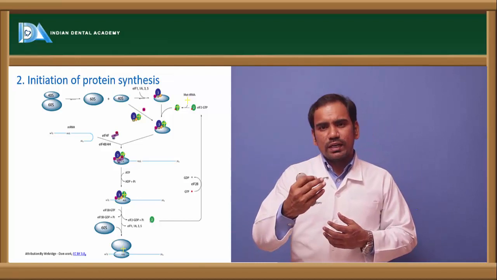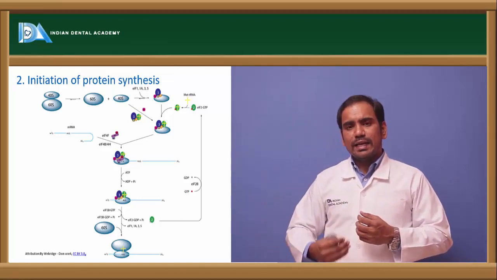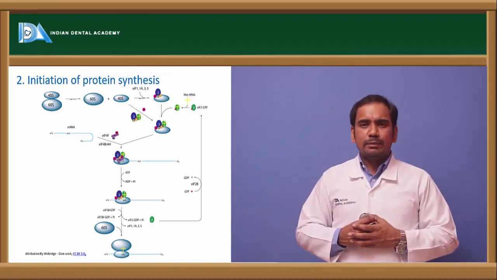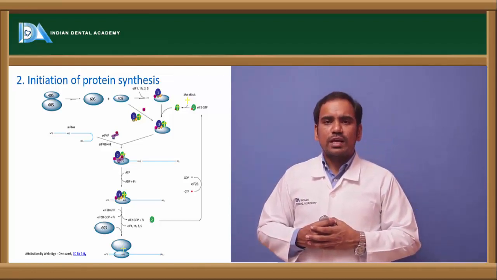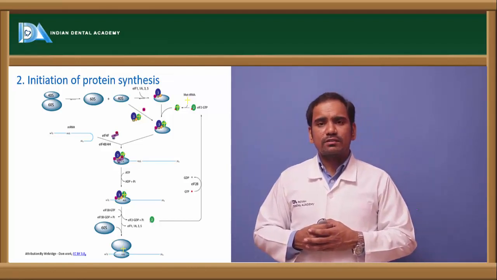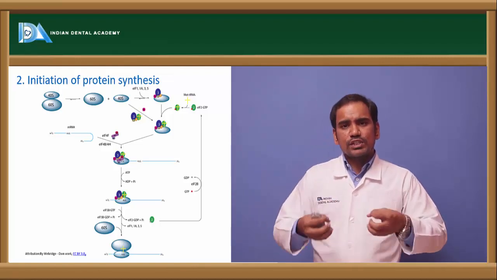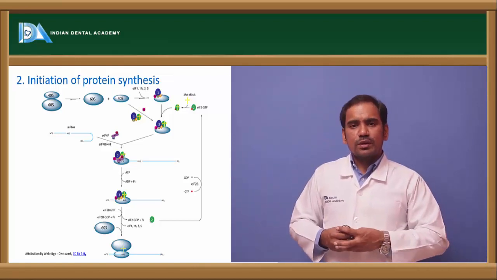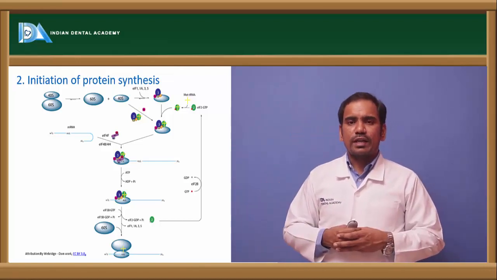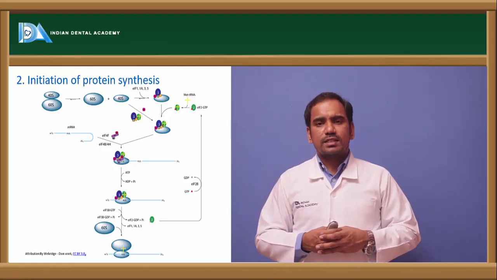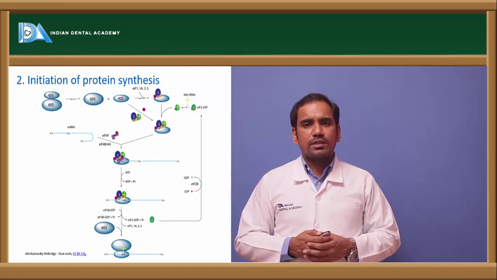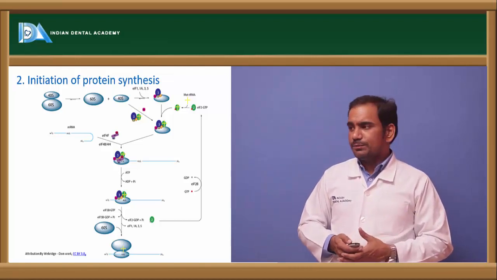For the conversion of the 48S initiation complex into the 80S initiation complex, we require initiation factor 2, GTP, and initiation factor 5, which has a GTPase activity. That GTPase activity helps in the reassociation of these two subunits, right? So here energy is utilized for the association of the 40S and 60S subunits to form the 80S initiation complex. So this is what actually happens in case of initiation of translation.